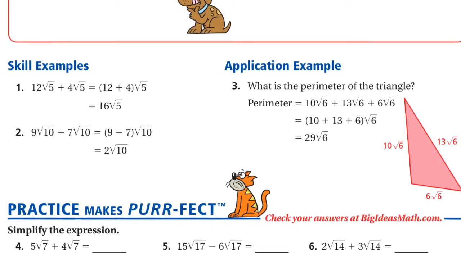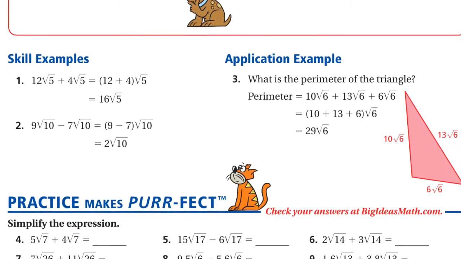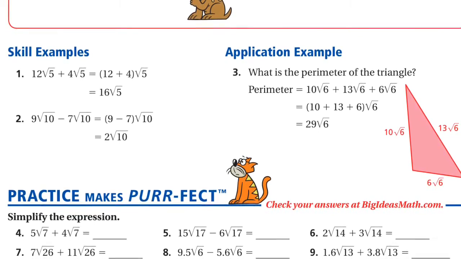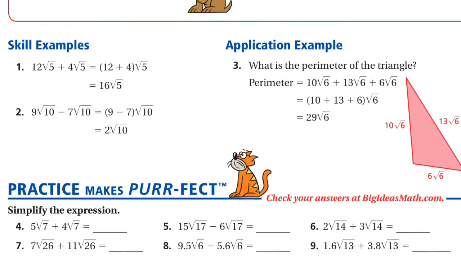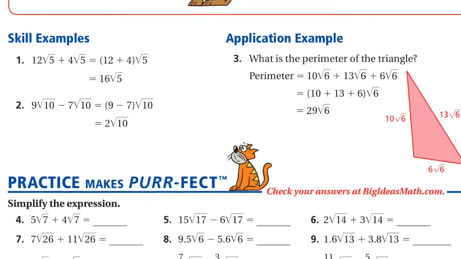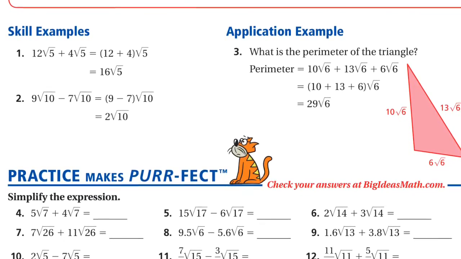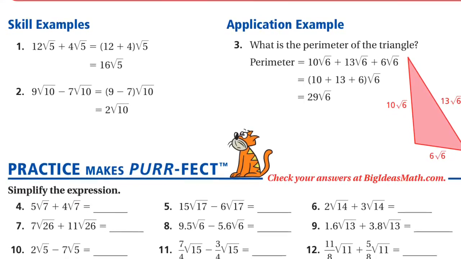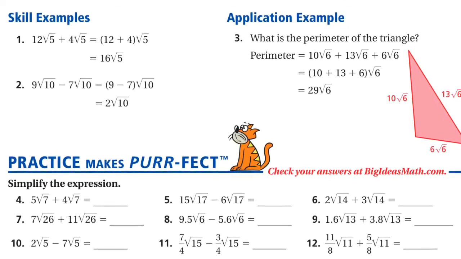All right, and in the final example here on applications number 3, you guys will notice that they're adding the perimeter of a triangle. Again, the perimeter is when we add all the sides of a figure. In this case, it's a triangle. So they added 10 times the square root of 6 plus 13 times the square root of 6 plus 6 times the square root of 6. Notice in the next step, they only added the numbers and left the square root of 6 outside of the parentheses. And once we added all those numbers, we get 29 times the square root of 6.